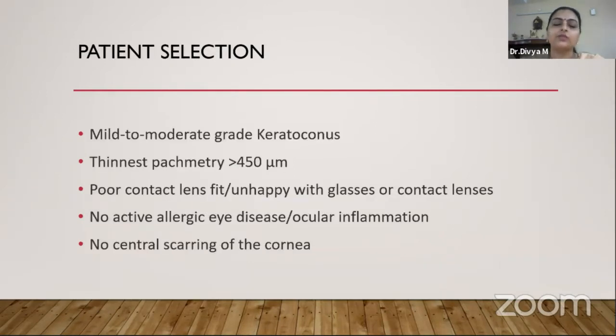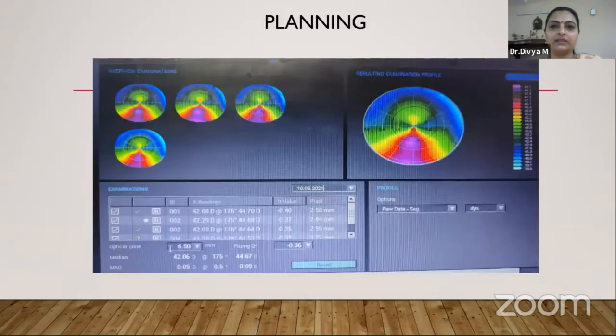Again, you should choose cases which have a mild to moderate grade of keratoconus, definitely a no for very high grade keratoconus. The thinnest pachymetry should be 450 microns and above. If the patient has poor contact lens fit or is unhappy with glasses or contact lenses, this can be tried. And again, no central scarring of the cornea and no ocular inflammation or other allergic eye diseases.